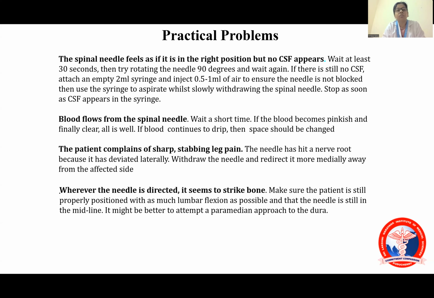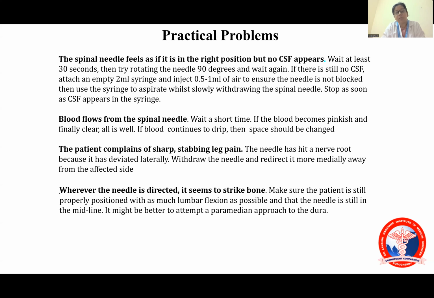Next practical problem which is commonly seen is blood flowing from the spinal needle. So what has to be done? First, we'll wait. We'll wait till the CSF becomes pinkish and then completely becomes clear. But if blood continues to drop and the CSF is not becoming pinkish and clear, then you withdraw the needle and the space should be changed.